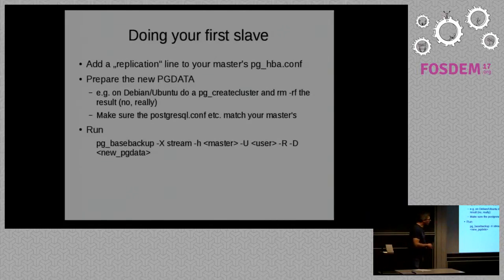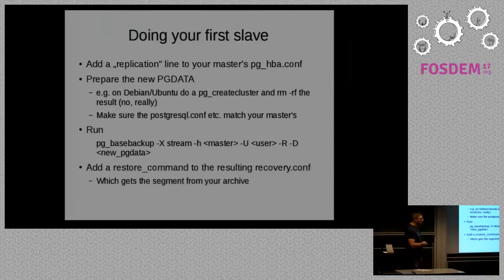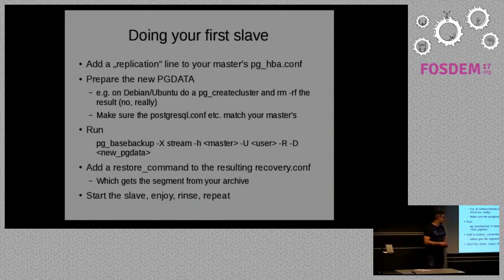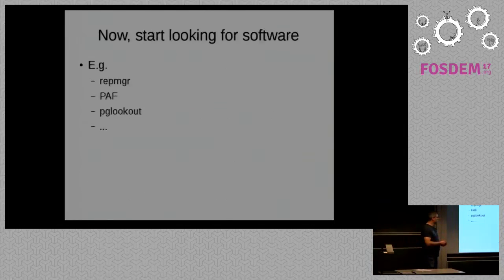And because you have given -R, it will also create a recovery.conf that will basically work, except that you will probably want to add a restore_command, which enables the new slave to fetch missing WAL segments later from your WAL archive. Start, enjoy, rinse, repeat, next slave. Maybe you want to have that async or sync or delayed or whatever. It's not really that hard.